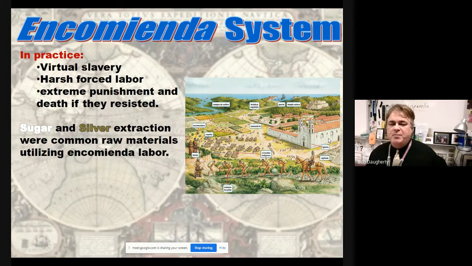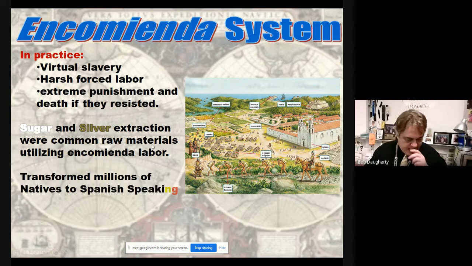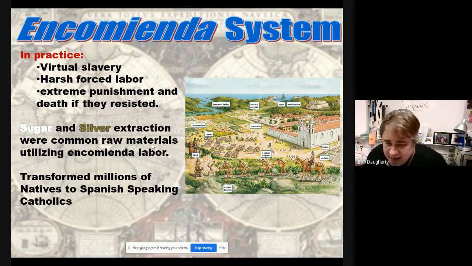And of course, among the things they did, I know it's kind of hard to see here, I outlined it, but sugar, silver, extraction from mines. Gold was a little bit harder to find. These were some raw materials that would use encomienda labor. Okay? And ultimately, y'all, whether you and I like how they went about it, and I can't possibly like it, it was successful.